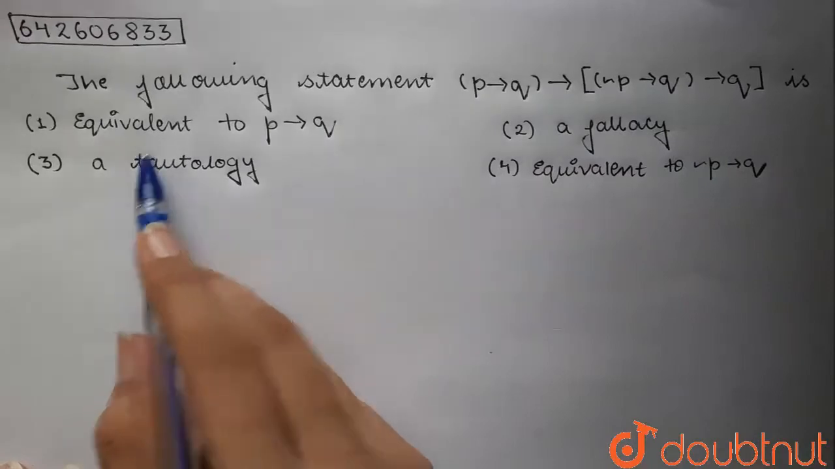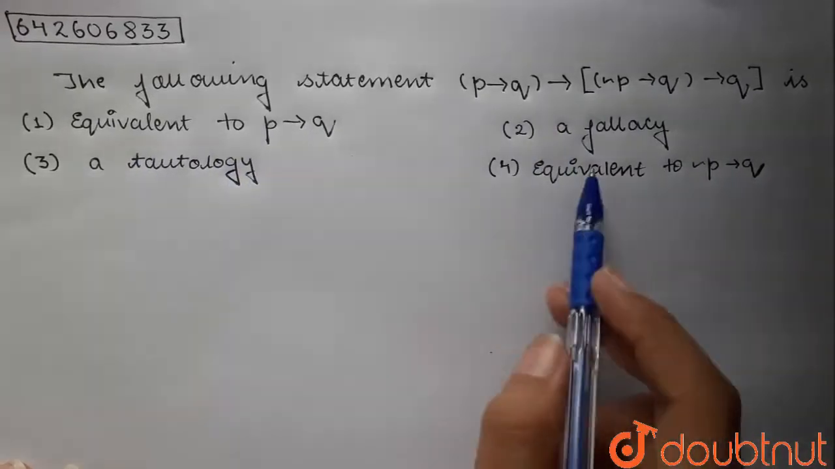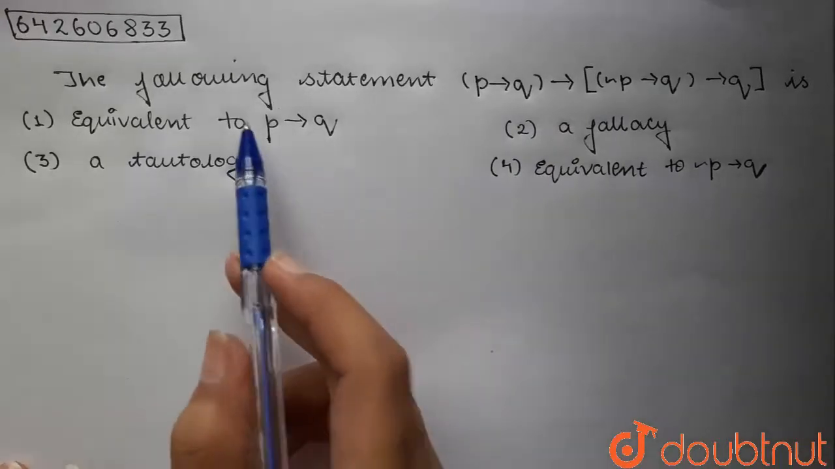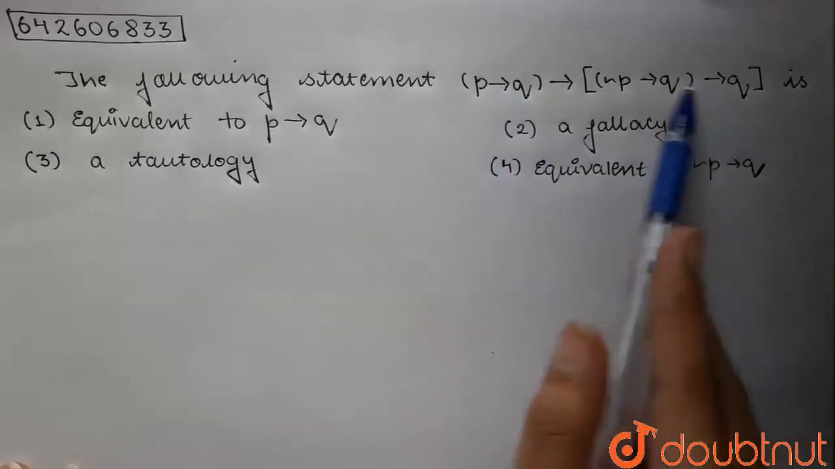Hello students, the question is the following: the statement (P implies Q) implies ((negation P) implies Q) is equivalent to which of these: a fallacy, a tautology, or equivalent to negation P Q? Basically we need to show which out of these four is correct for this condition.